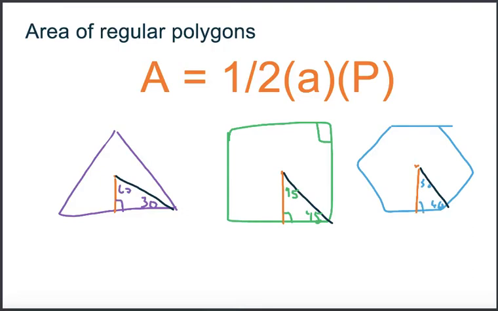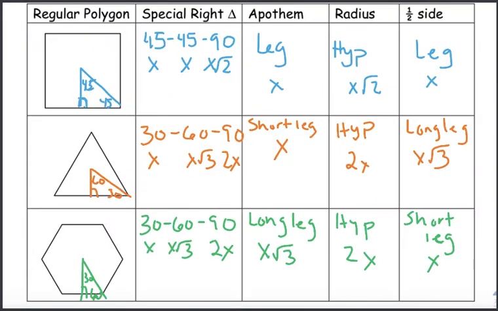So we're going to focus on these three figures because they involve special right triangles. In the square, you have your 45, 45, 90 right triangle. The apothem is the leg, the radius is the hypotenuse, and half of the side is the other leg of that triangle. In the regular triangle, you have a 30, 60, 90, where the 30 is across from the apothem. So the apothem is the short leg, the hypotenuse is the radius, and the long leg is half of the side, which is that x root 3.